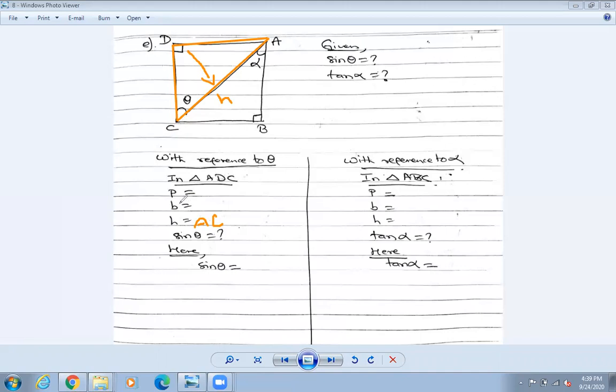So base. What is the base? If it has both 90 and the reference angle together, we call it base. What is the value of base? Base means DC, otherwise we can say CD also. So let us write CD. Now perpendicular: the opposite of the reference angle is called perpendicular. The names are A and D, that means AD. This is the perpendicular, AD.